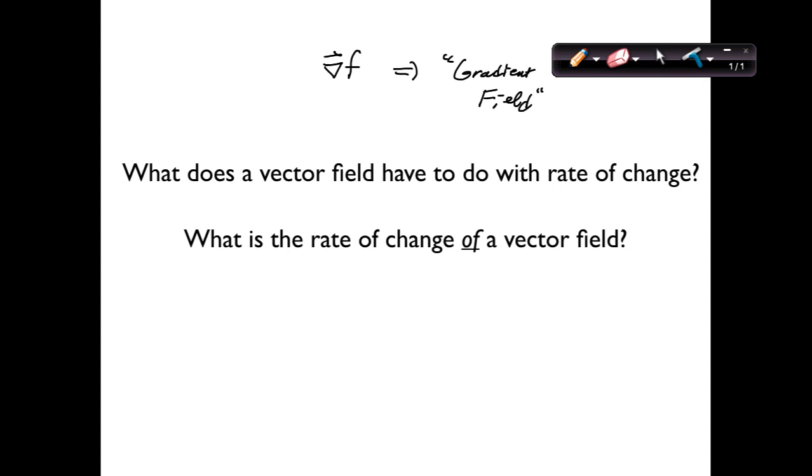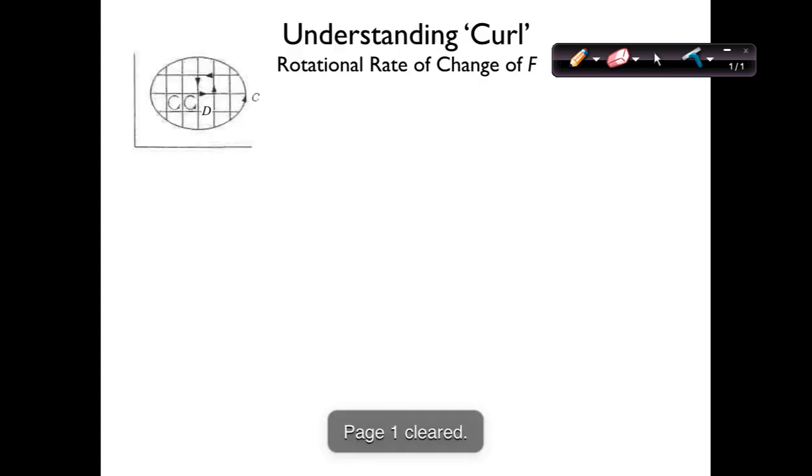So we've talked about gradient fields as the derivative of a multivariable function. Now I want to talk about vector fields themselves as functions in and of themselves, right? Given any point in space or in the plane, you get a vector. So when you take that whole thing, what can we talk about in terms of rate of change of a vector field? That's what we're going to talk about today. This is a cool lecture. It's called curl. Curl is what's called the rotational rate of change of F.